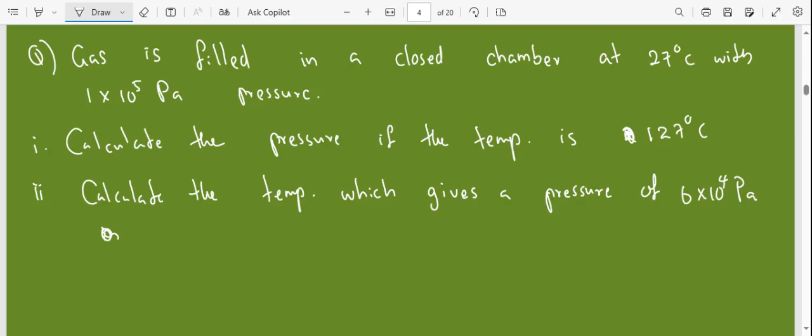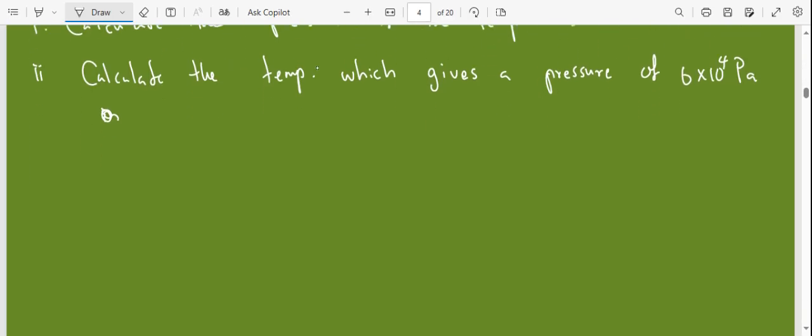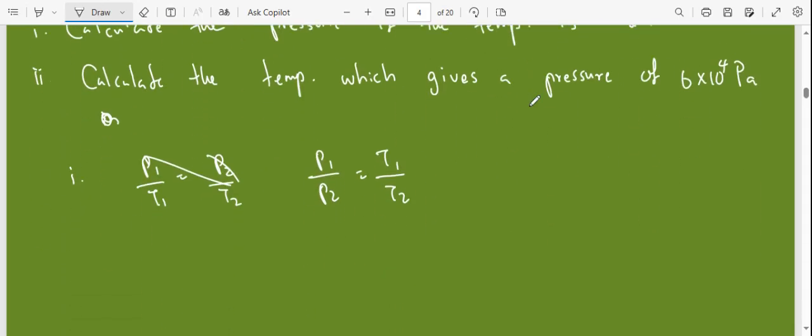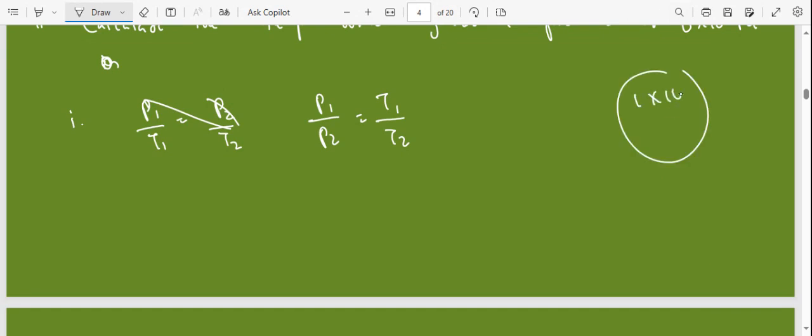Try this question. First one, in both situations you have to use the equation P1 over T1 equals P2 over T2. Sorry, I gave the other way: P1 over P2 equals T1 over T2. So the new pressure is what we have to find now. Initially, the gas is at 1 into 10 to the power 5 pressure at 27 Celsius. We are increasing the temperature up to 127 Celsius. So this is the initial condition P1.